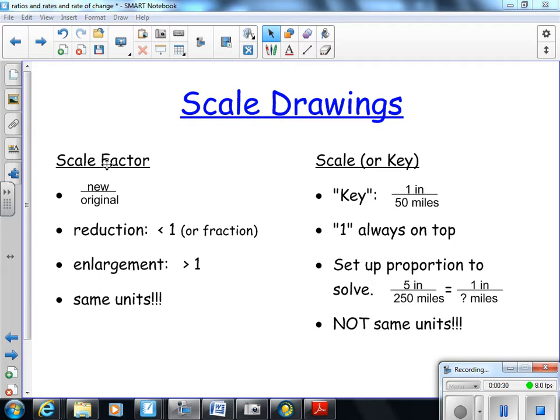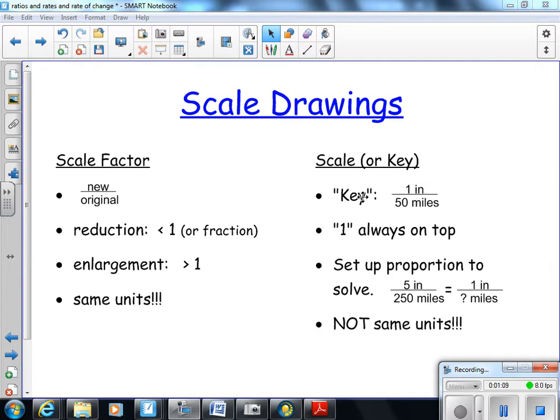Now, that is something different than the scale factor. The scale factor is a number that you multiply all the dimensions by to either enlarge or reduce it. So let's review a little bit about scale factor and compare the two. The scale factor is always found by taking the new distance over the original. If it is a reduction, that number is going to be less than 1 or a fraction. If it's an enlargement, then that number will be greater than 1. And you always want to set it up where you have the same units on top and bottom. Okay, that's how you find the scale factor.